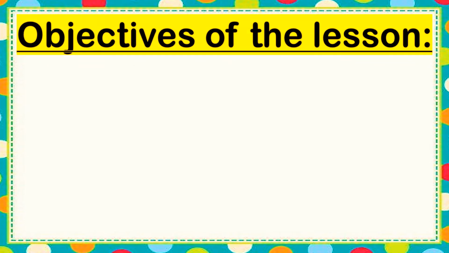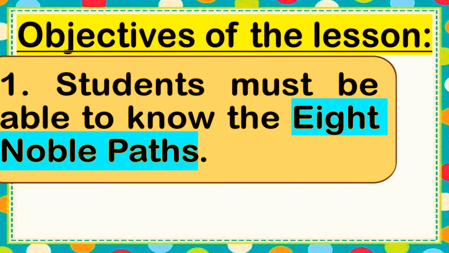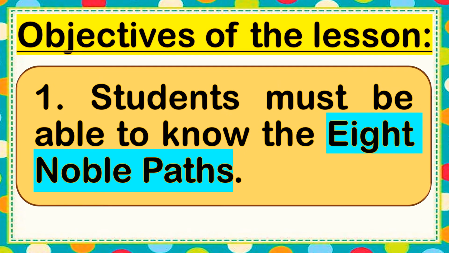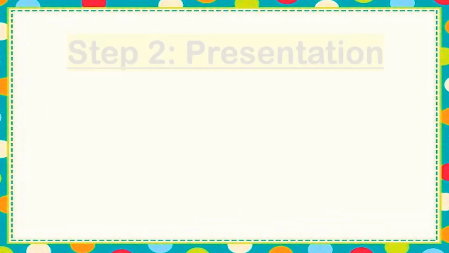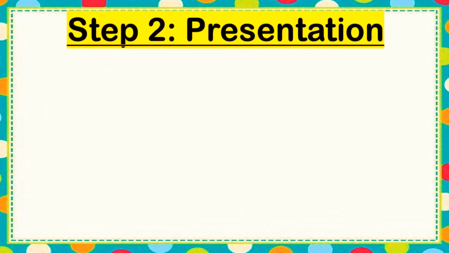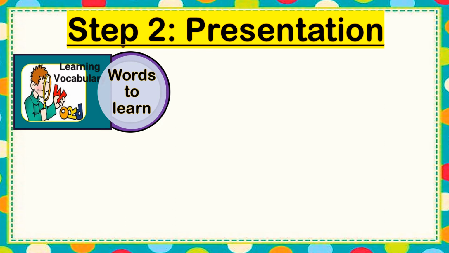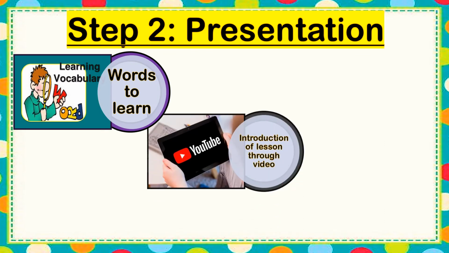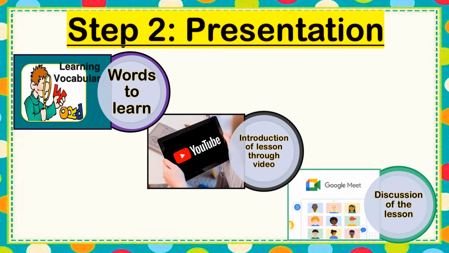After your warm-up live, we are going to read and discuss the objectives of our lesson for today. Students must be able to know the 8 Noble Paths. Let us proceed to step 2 of our discussion, which is presentation. In here, we are going to read words to learn. We are going to play a short video clip about the introduction of the lesson. And of course, we're going to do our discussion of the lesson in Google Meet by using my PowerPoint slides.